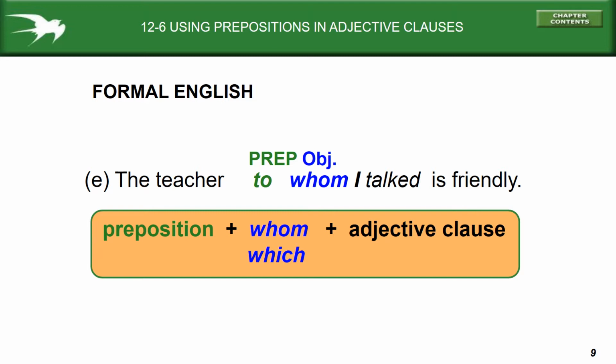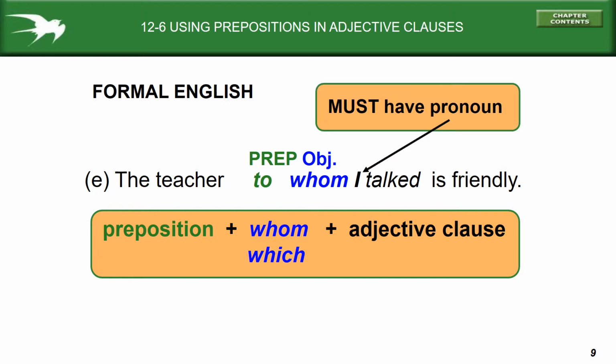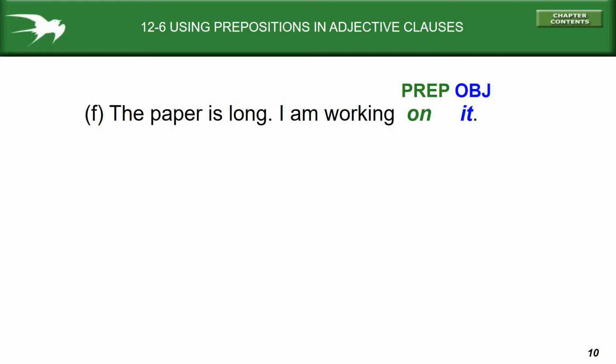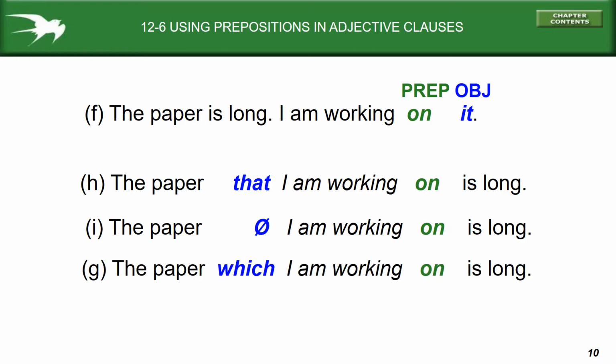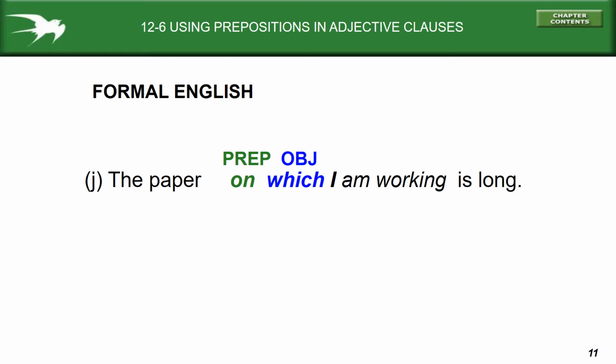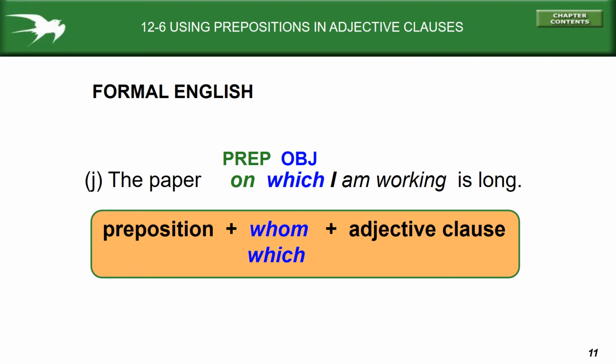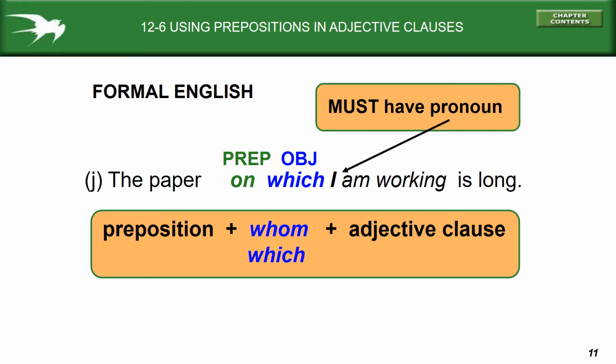So preposition plus whom for people or which for things plus the adjective clause. You can only do this with whom or which. And you must have another pronoun as subject of the adjective clause. The paper is long. I am working on it. So we have a preposition and we have a pronoun, object pronoun. The paper that I am working on is long. The paper I am working on is long. The paper which I am working on is long. Or if we want to move the preposition, the paper on which I am working is long. So again, preposition plus whom for people, or in this case, which for things, plus the adjective clause. And you must have the pronoun for the subject after the preposition and the object pronoun.